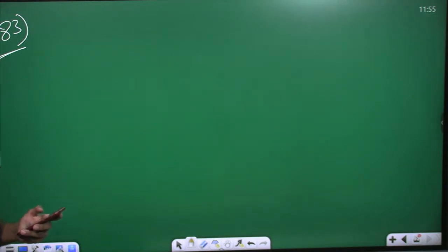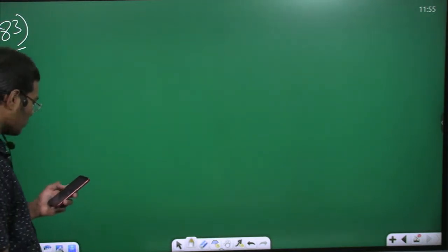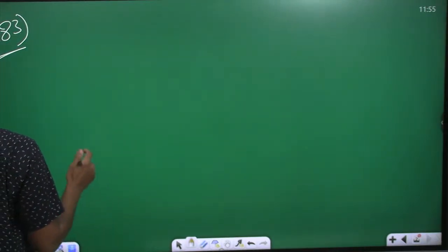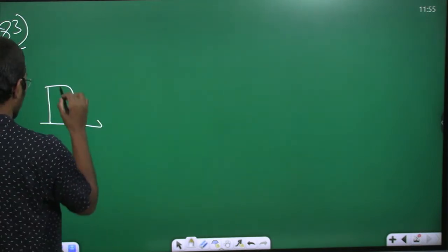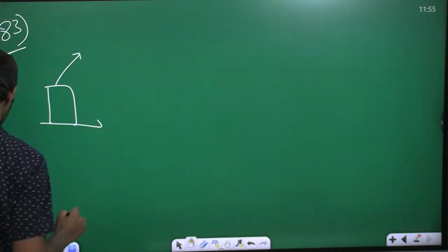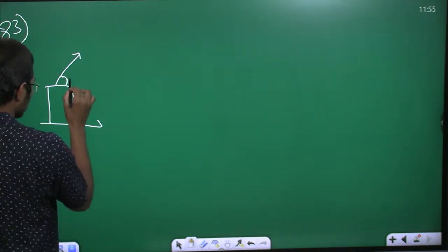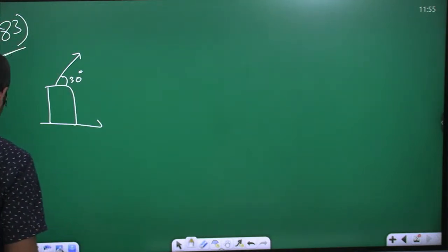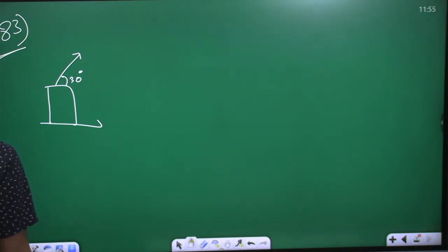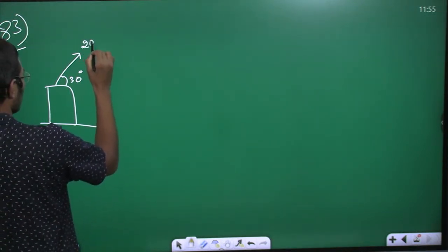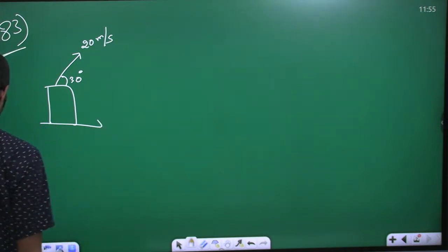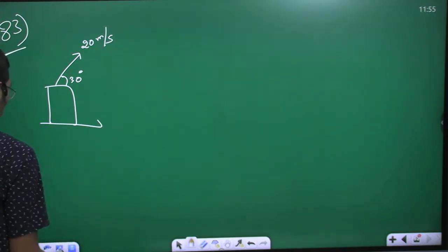So question number 83. Please try to open your question number 83 and try to solve. The question says that a ball is thrown up from the top of a building at an angle of 30 degrees to the horizontal with an initial speed of 20 meters per second. The ball strikes the ground after 3 seconds.